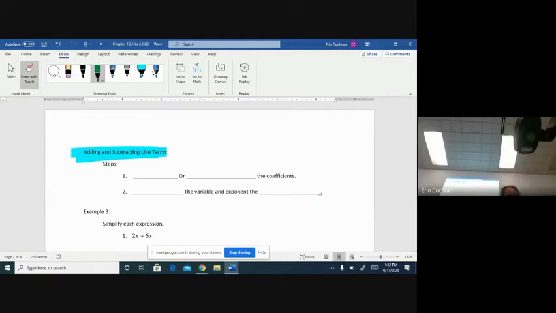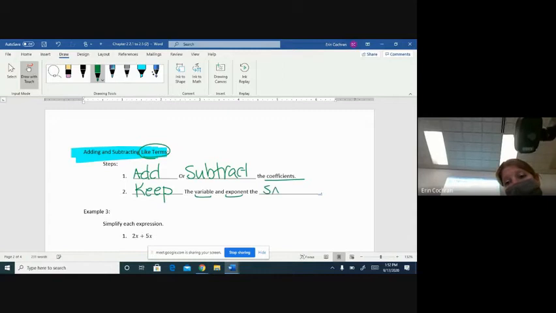So adding and subtracting like terms. Again, they must be like. If they're not like, you can't add or subtract them. You're going to add or subtract the coefficients, so the numbers in front. Then once I add and subtract the coefficients, we're going to keep the variable and the exponent the same. They will not change whatsoever.